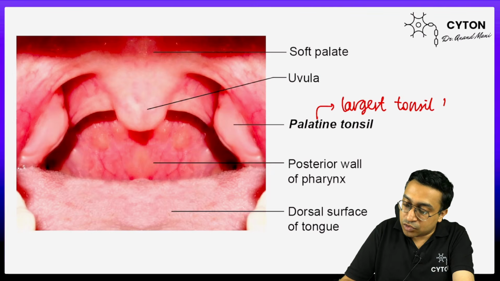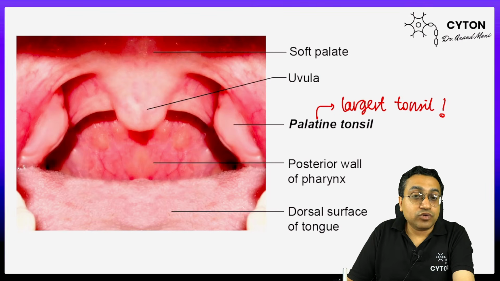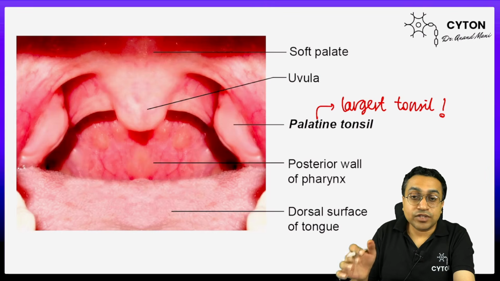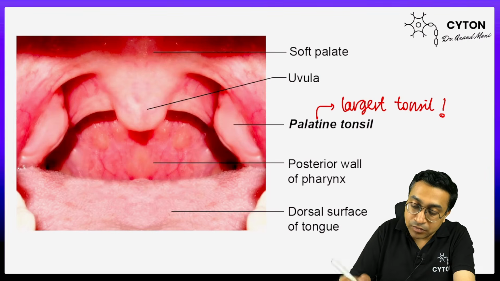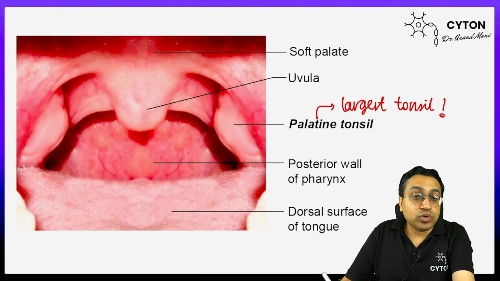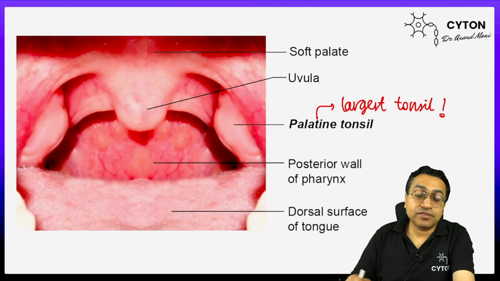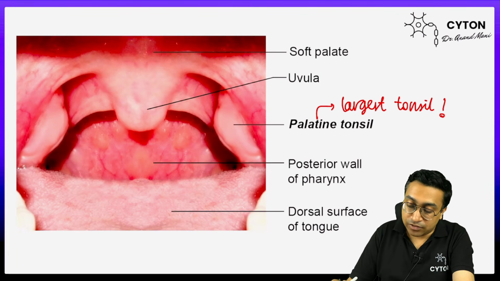It is the largest tonsil. It is located on either side of the oropharyngeal isthmus. This is the opening. The oral surface of the palatine tonsil is covered by non-keratinized stratified squamous epithelium. That also we have covered in the previous class, if you remember.